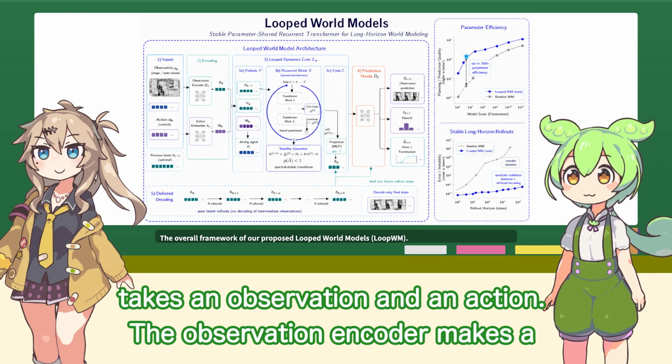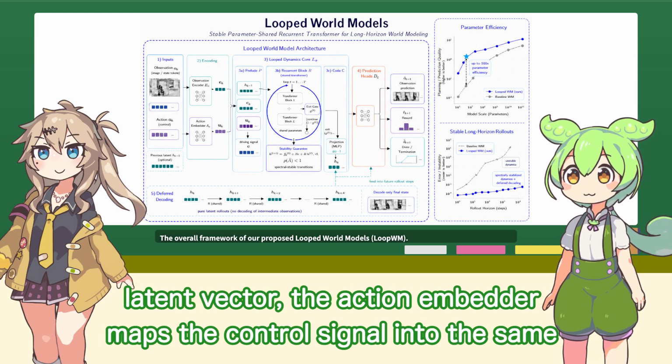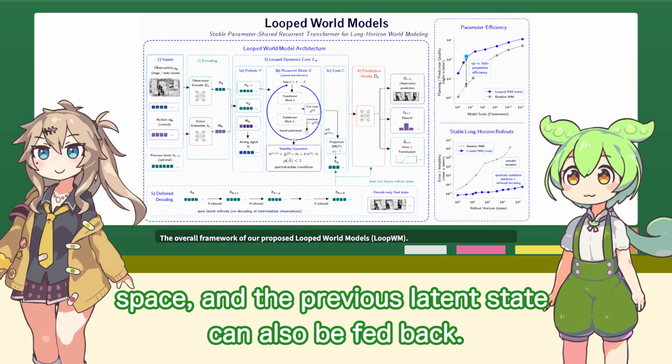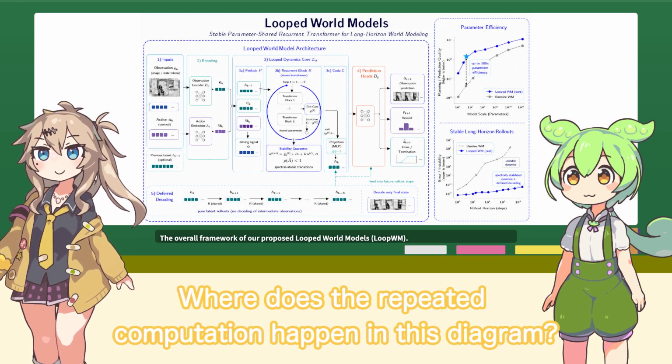On the left, the model takes an observation and an action. The observation encoder makes a latent vector. The action embedder maps the control signal into the same space, and the previous latent state can also be fed back. Where does the repeated computation happen in this diagram?